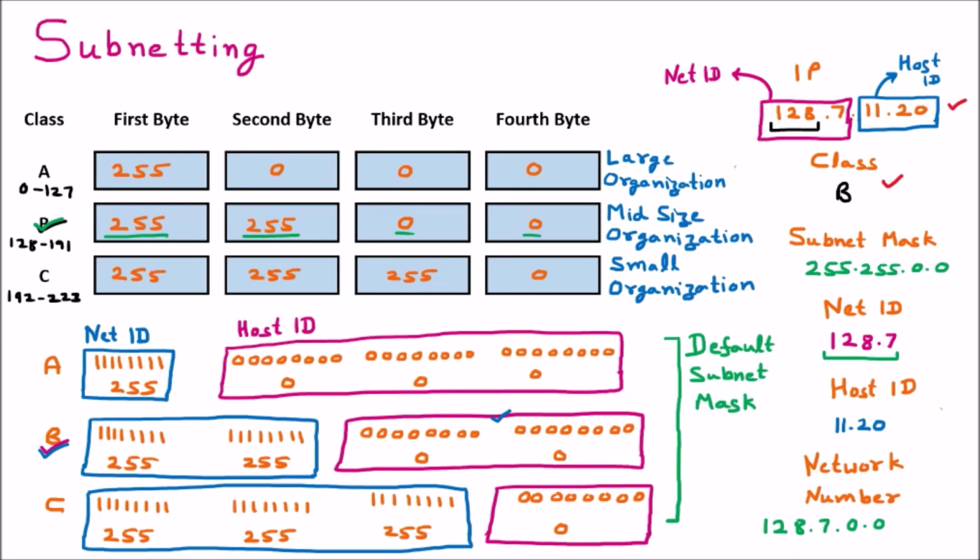Now, belonging to class B, we have to find out the subnet mask, because the subnet mask is added whenever we use subnetting. Then the default subnet mask can be calculated. Then based upon the subnet mask, we can find out the net ID and the host ID. And whenever we put the host ID as 0 and the net ID remains the same, that becomes the network number. So here we can easily determine the class, subnet mask, net ID, host ID and the network number.